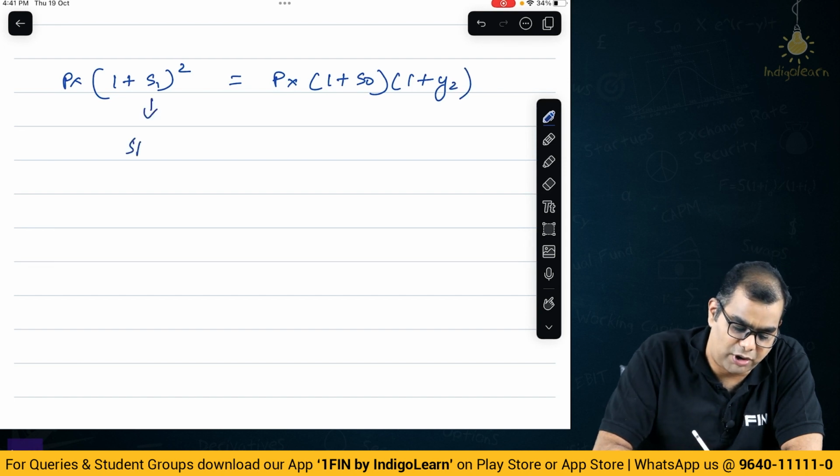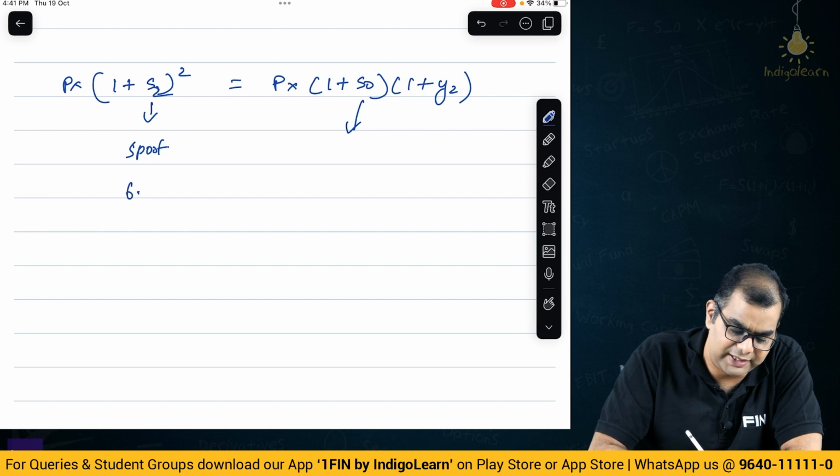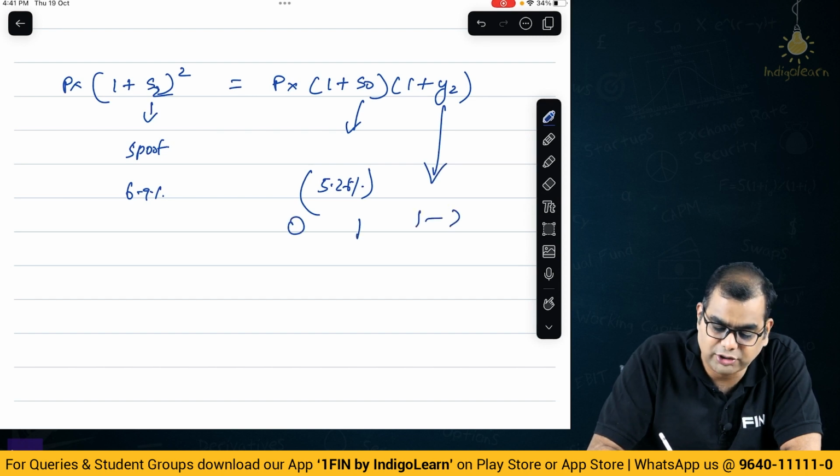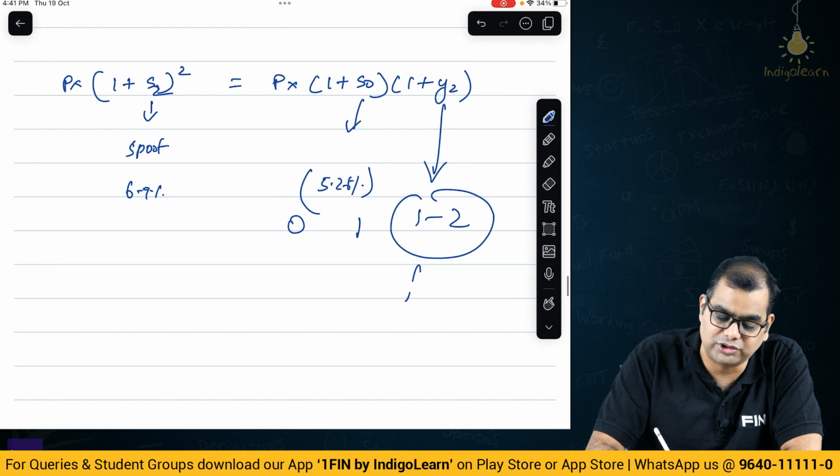Now, this S0 is the spot rate for 2 years. This is a 2-year rate, which we got as some 6.9% or something. Here, the first year is 5.26%. So, what is this rate for? This is 0 to 1, this is 1 to 2. So, what is this rate for 1 to 2? This is called the forward rate for year 1 to 2.